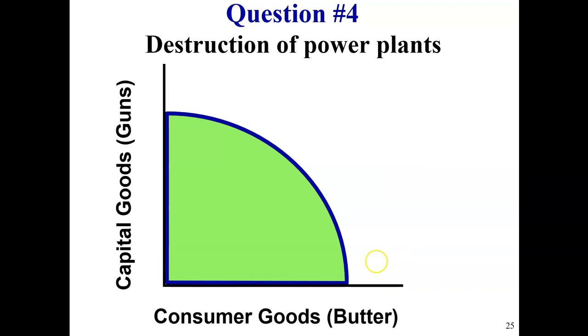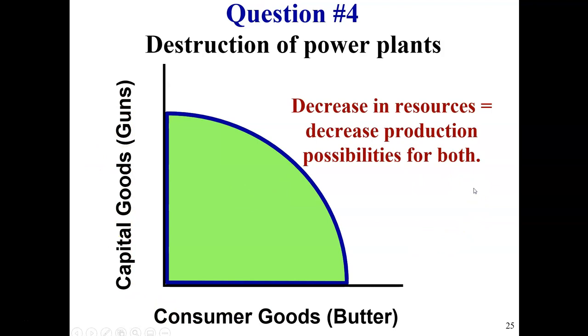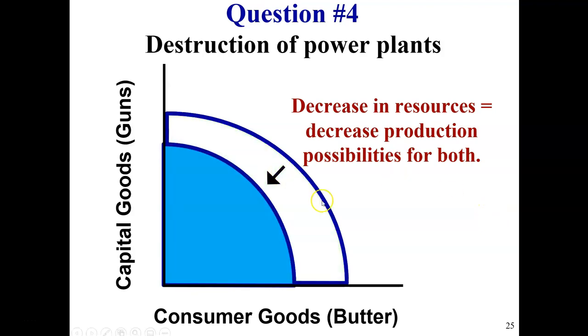Now we're looking at capital goods. Sometimes we refer to capital goods as guns and consumer goods as butter, common assumptions made in economics. If we have a decrease of power plants because of a destruction, resources are gone. So that would equal decreased production possibilities for both. So the entire curve would shift inward because those resources are gone.